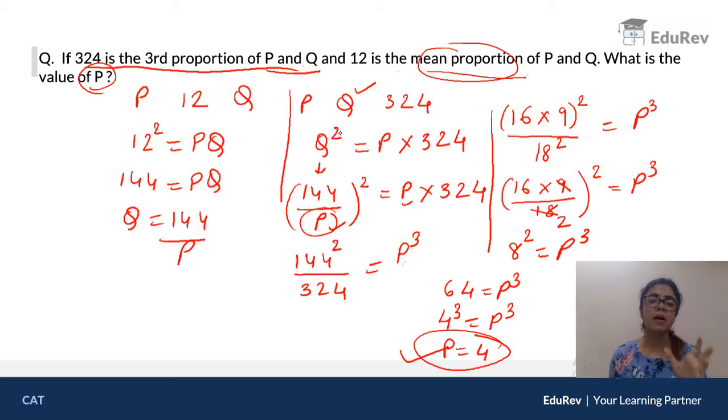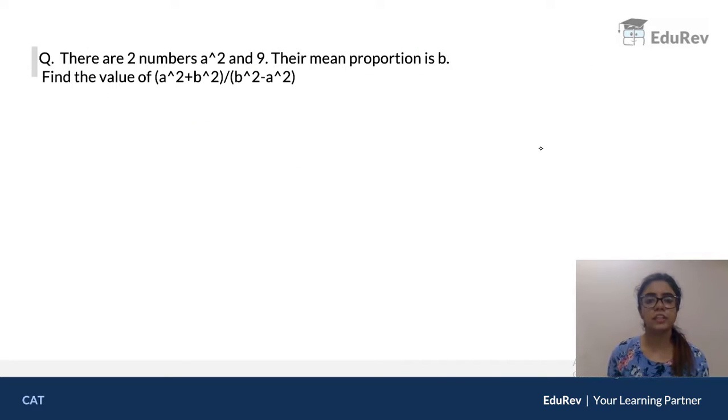So the main part of this question was to understand what is the mean proportion and what is the third proportion and how to apply the concept here. Now let's look at the next question. What does it say? There are two numbers a square and 9. Their mean proportion is b. Find the value of the given expression. They're asking you what is the value of this expression. So you have two numbers. First is a square, second is 9. The mean proportion is b. So the middle value is b.